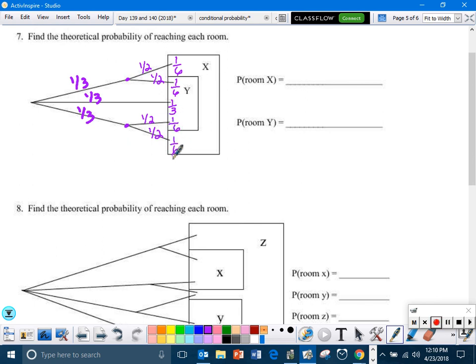Okay, again, multiply, just like we did on the other page. We multiply, except we have fractions, multiply them together. Now, for the room, we add them. So room X, 1/6 plus 1/6, and I would like the answer in fraction form. Use your calculator, use the fraction button. That's 2/6, which is 1/3.